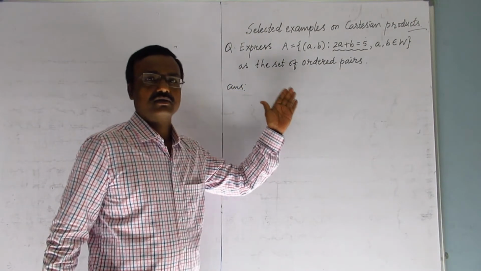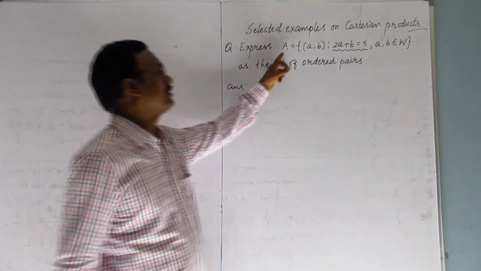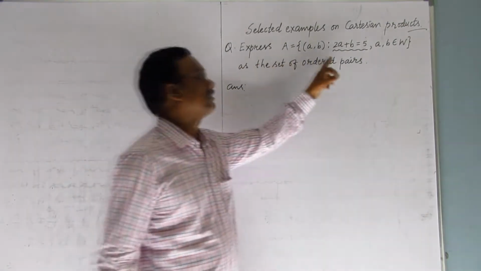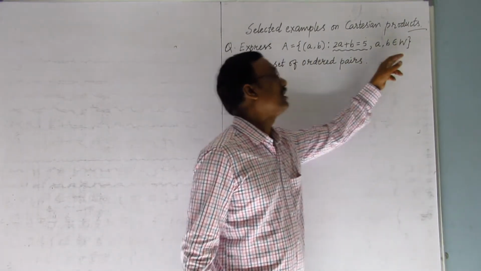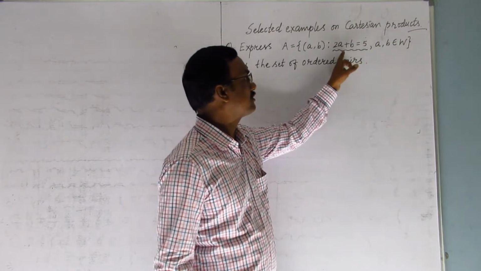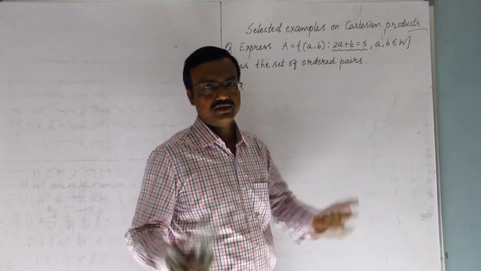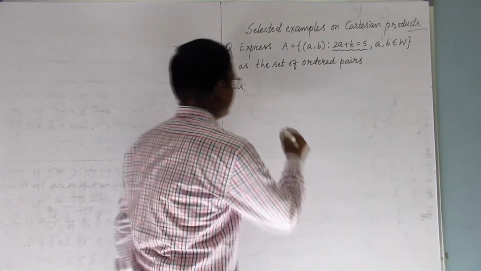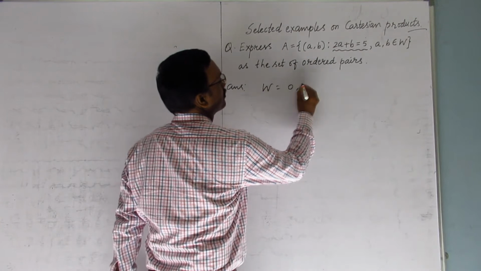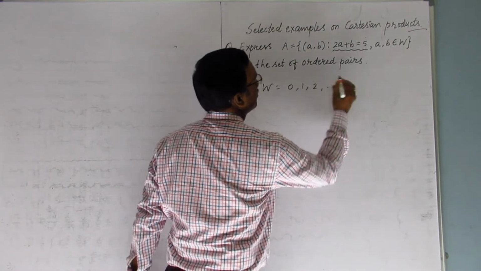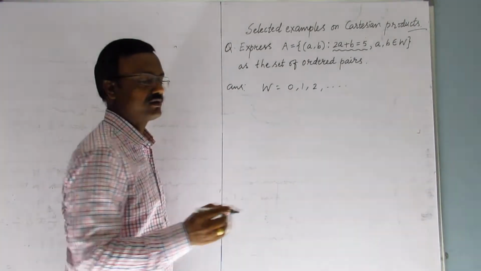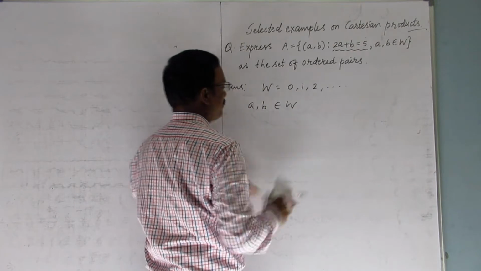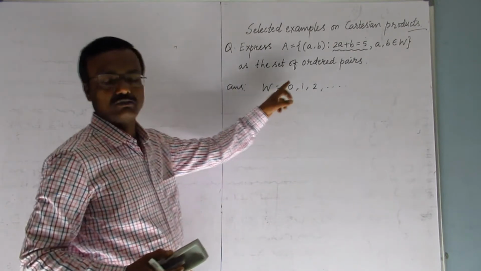This is a very important conceptual question. Here A is the set of all ordered pairs (a, b), where a, b are from whole numbers, and a, b should satisfy this mathematical condition. So initially I will go to this one, from where we can choose a and b. W means the set of whole numbers 0, 1, 2, etc. So we have to choose a, b from this W. So a can be 0, a can be 1, 2.